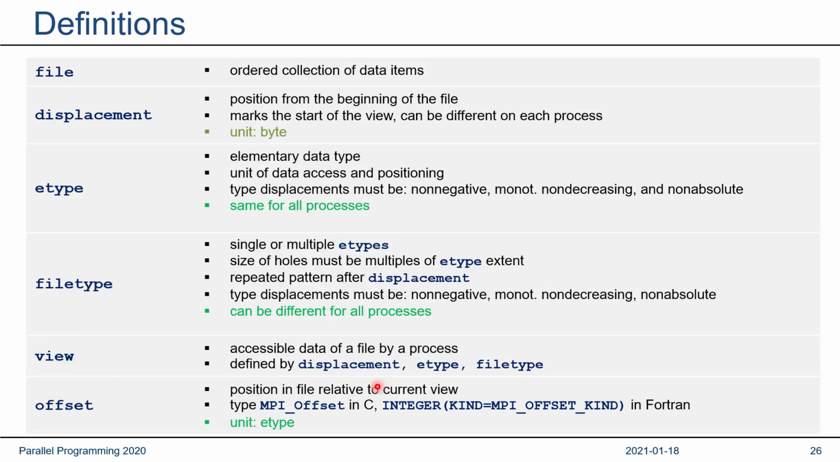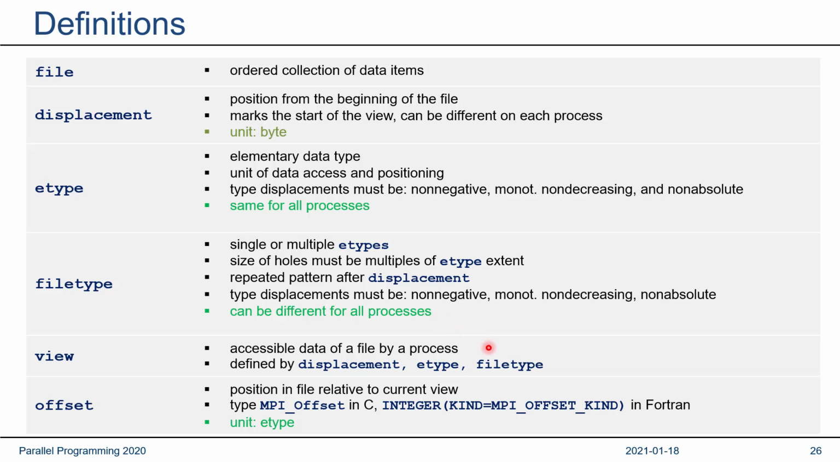Here are definitions for all these terms I have defined. I will not go into detail here. We mentioned most of them already. A couple of things you need to know. The E-type, of course, has to be the same for all processes. The file type can be different, of course, for all processes. That's the whole point. It doesn't have to be, but it can be.